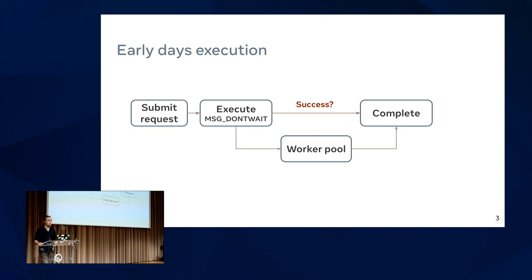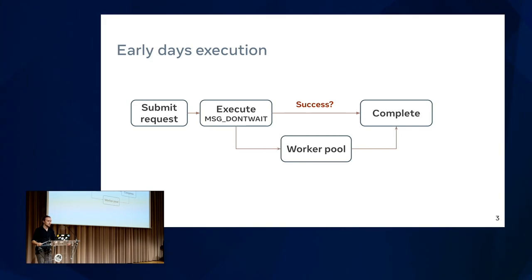For lack of proper infrastructure, the easiest way to achieve that would probably be to have a pool of workers. And when you submit a request, you offload the actual execution to a worker thread. This would be slow. And so as an optimization, while trying to submit a request, inside the submission syscall, we would also try to execute it. But as we cannot block, we would try to execute with some kind of no-wait flag. For networking, it's usually MSG_DONTWAIT, or some such. Well, it might work for sends until it doesn't.